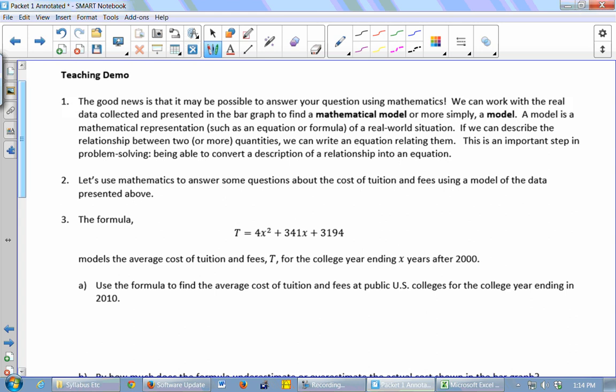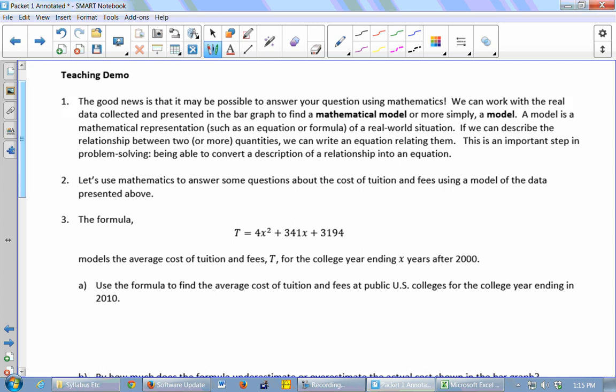So the good news is that it may be possible to answer some of those questions using math. We can work with the real data collected and presented in the bar graph to find something called a mathematical model, or more simply, a model. A model is a mathematical representation, like an equation or a formula, of a real-world situation. If you can describe the relationship between two or more quantities in words, we can usually write an equation that relates the two. This is an important step in problem solving, being able to convert from a written or verbal description of the relationship to an equation.